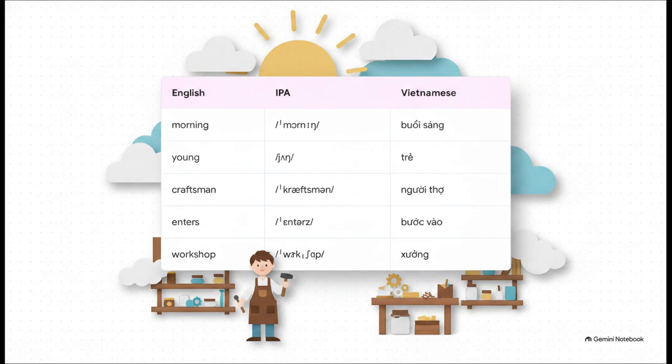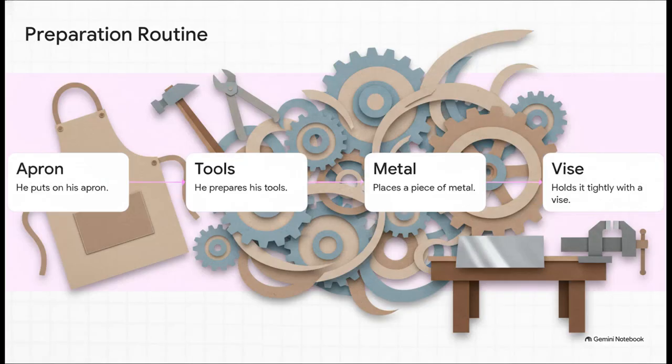Now, what's really cool here is how mapping the English text directly to its exact pronunciation and meaning caters perfectly to both your visual and phonetic memory. Take a look at the word craftsman, for example. By isolating these key words, morning, young, craftsman, enters, workshop, and seeing them logically mapped out, your brain processes the spelling, the sound, and the meaning all in a single glance. It's super efficient.